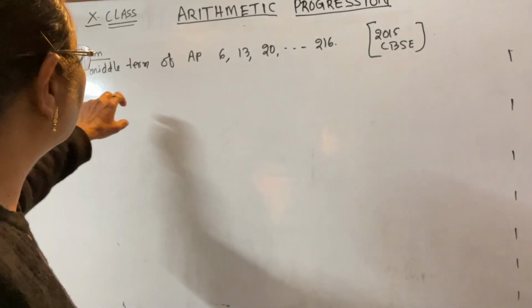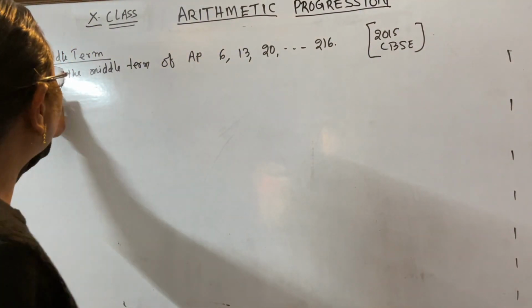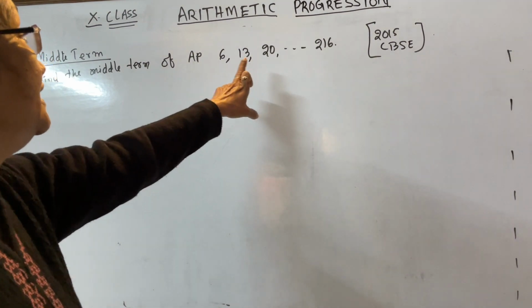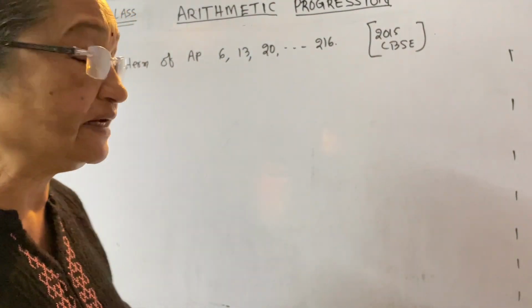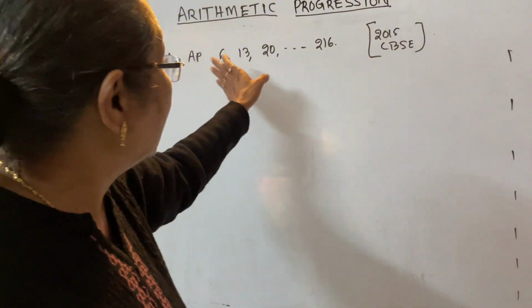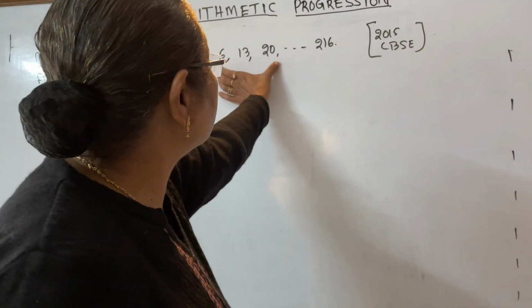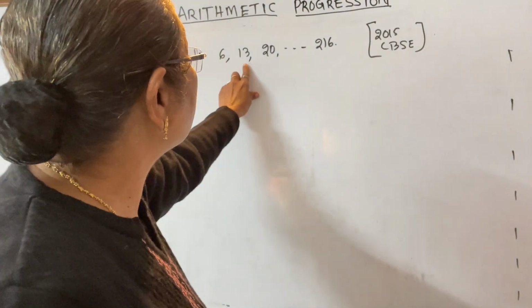So what will we do now? It is asking: find the middle term of the AP 6, 13, 20, 260. Meaning he has given this AP and in between them, what is it if we take these three numbers, what is the middle term? 13.